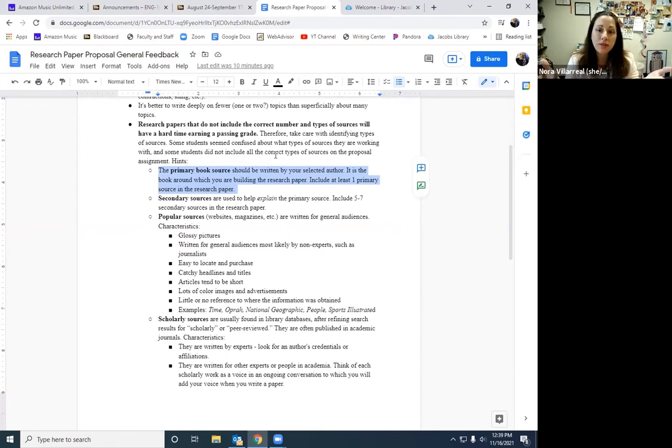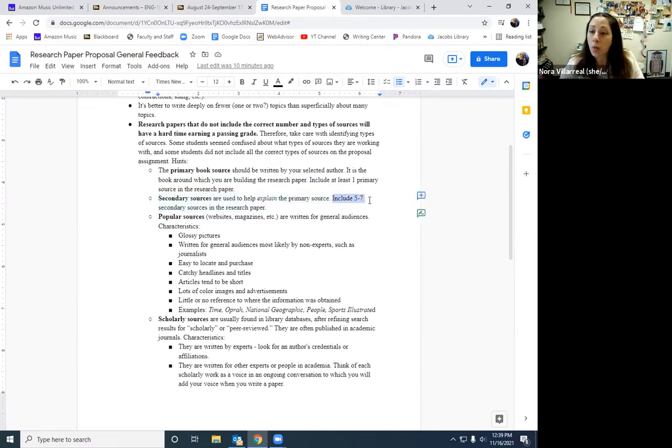Most of you have at least one primary source. There are a few students who are writing about series, or more than one book. So in those cases, there may be more than one, but most of you have one primary source. Now, secondary sources are the ones that we use to help us understand the primary source. So you might think about secondary sources as explaining or giving more information related to the primary source.